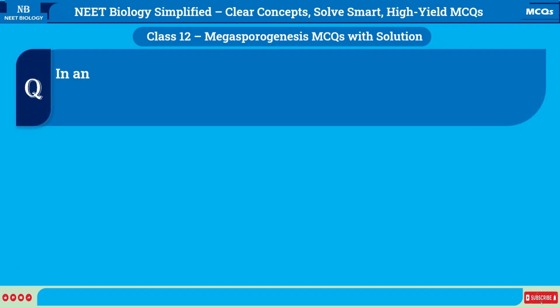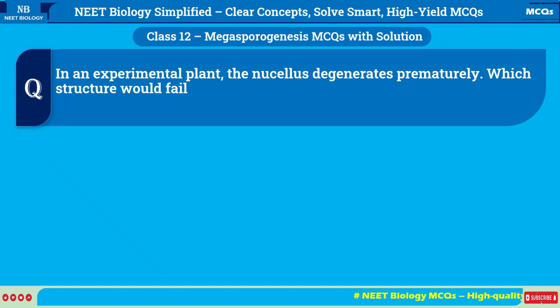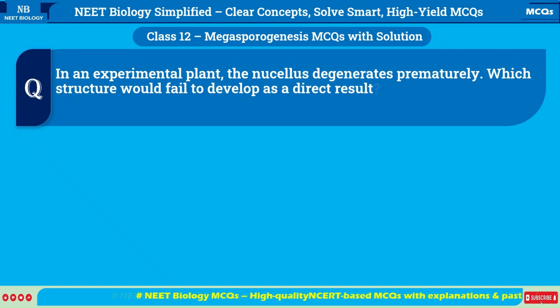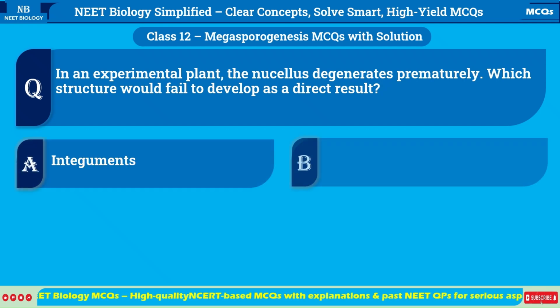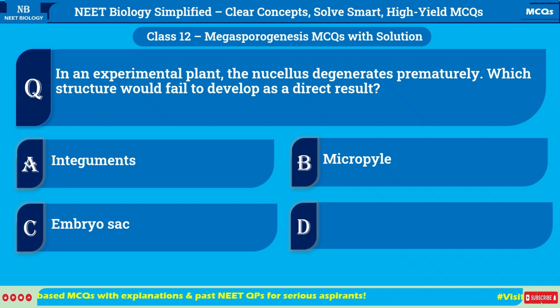In an experimental plant, the nucellus degenerates prematurely. Which structure would fail to develop as a direct result? A. Integuments. B. Micropyle. C. Embryo sac. D. Funicle.